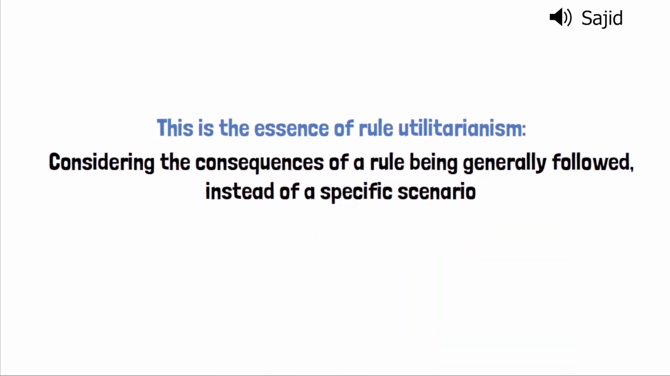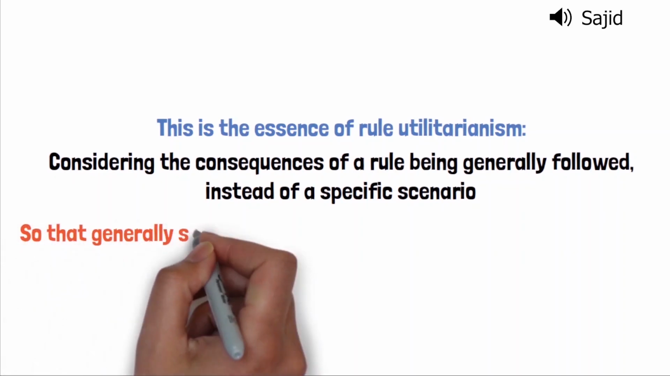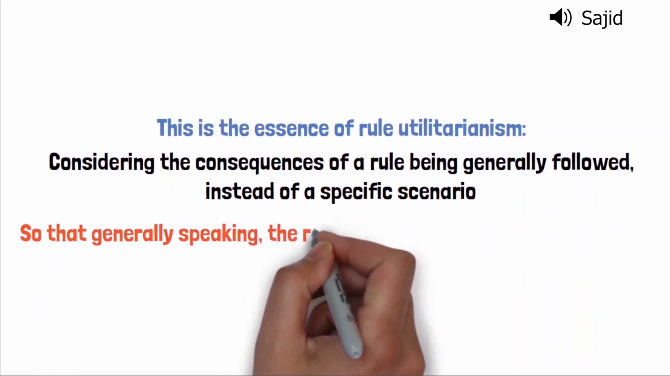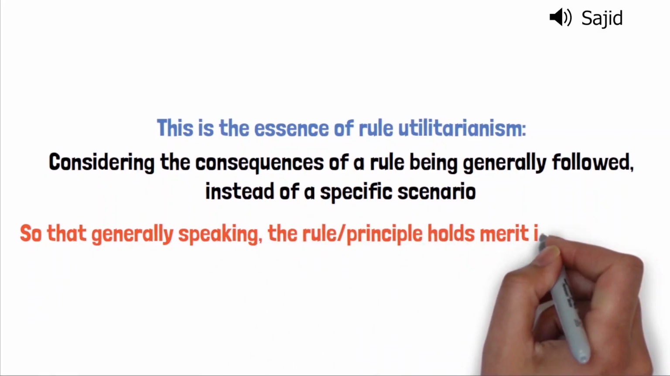Rule utilitarianism pushes us to think beyond the immediate and consider the broader, long term effects of the principles we choose to live by. It is this emphasis on sustainable, rule based integrity that makes it a compelling guide for ethical decision making.